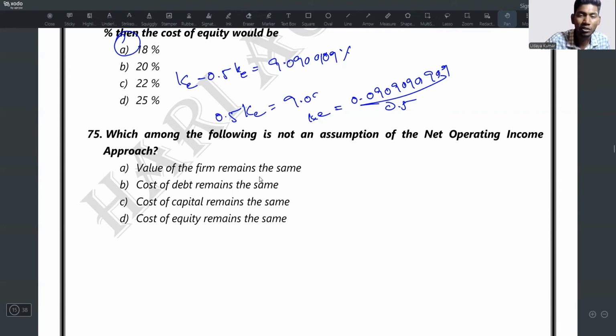Okay, so what are the options? Just go through the options. Option A, value of the firm remains the same. Option B, cost of debt remains the same. Option C, cost of capital remains the same. Option D, cost of equity remains the same. Now tell me which is the right option. Which is the right option? Option D, cost of equity remains the same.